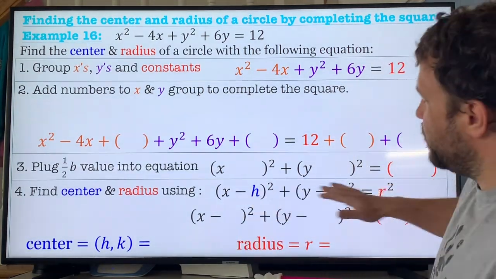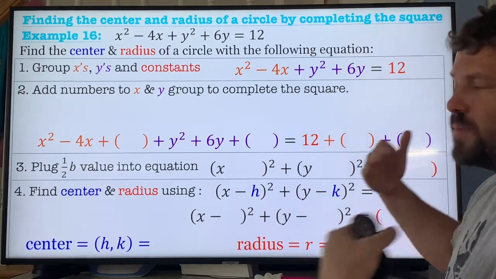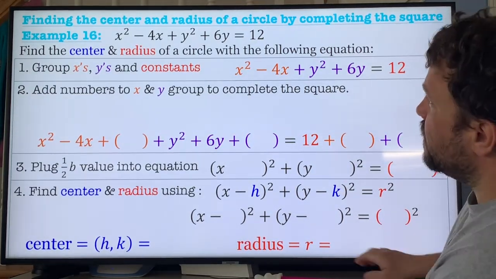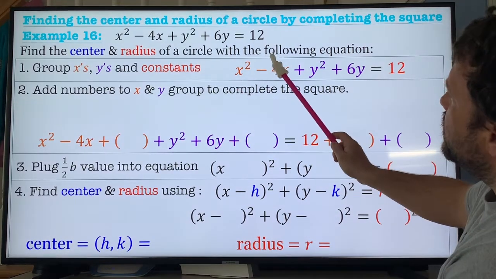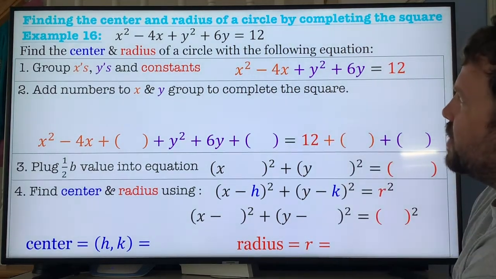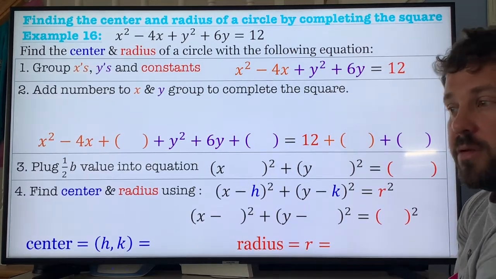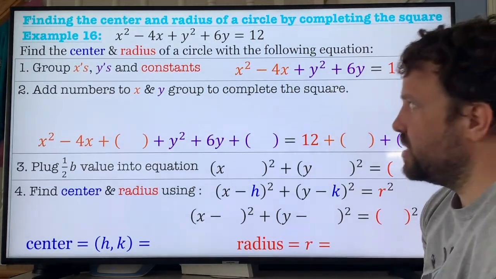Not all equations are written all nice and clean for you. Sometimes you have to clean them up yourself. So let's look. We're going to find the center and radius of a circle of the following equation. I'm going to walk you through it the first time, and then you're going to do like four equations on your own. Then we're just going to do a little recap of the whole lesson that we did today.